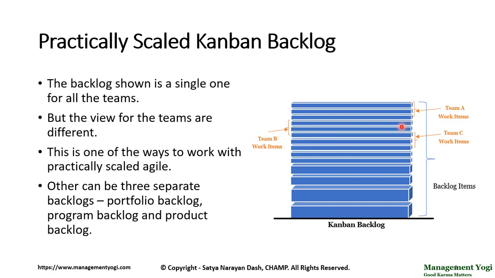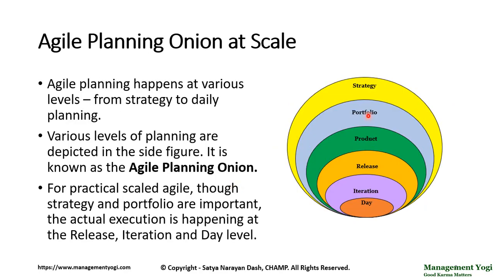Now this is one of the ways to work with practically scaled Agile. You would have seen many frameworks where they talk about portfolio backlog, program backlog, team backlog. At a portfolio level, they have epics, large epics, and that is where you have a backlog. Then you will have a program backlog. Then you will have a team backlog. So that concept is also possible. But I am keeping it simple so that it is easily understandable for you.